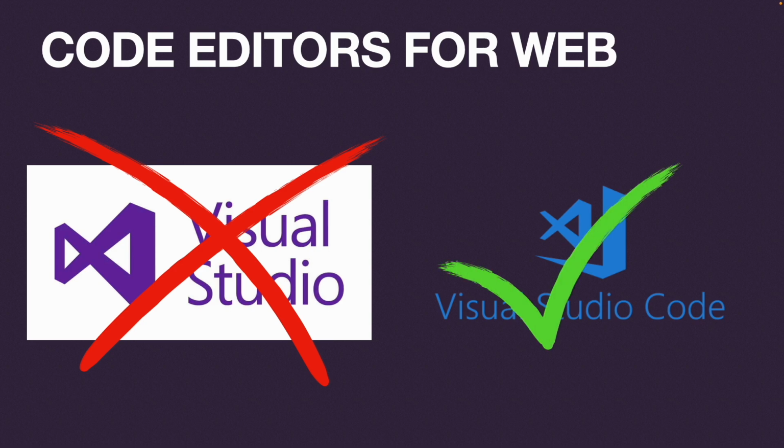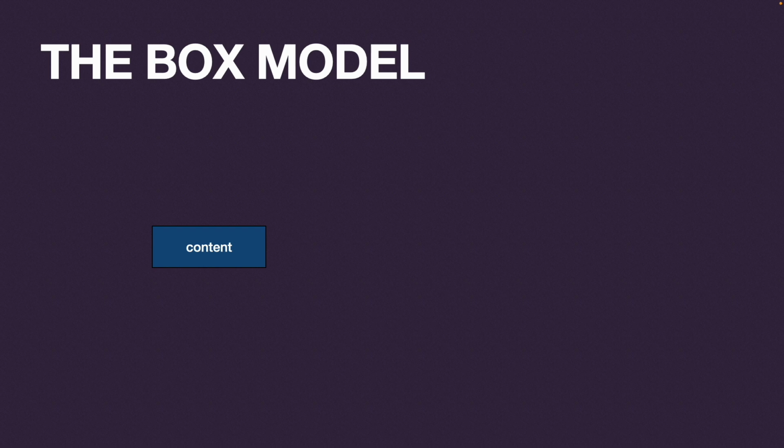Possibly the most important property to understand in CSS is the box model. Every HTML element has some content with a size.